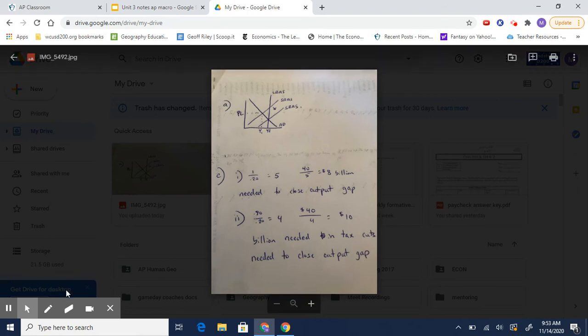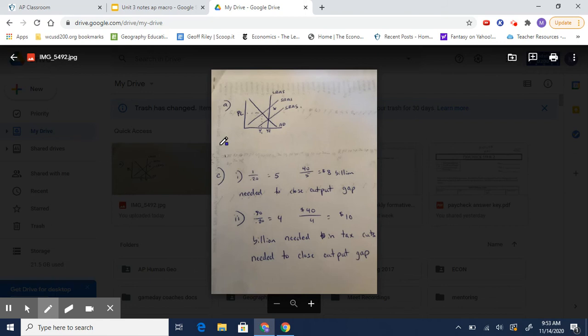So for part A, your graph should look like this, without the shift in aggregate supply. There's my short run equilibrium, Y1, there's PL, there's YF. So if you labeled those, I believe you get 2 out of 2. I believe those were 2 separate questions. You get 2 points right there.